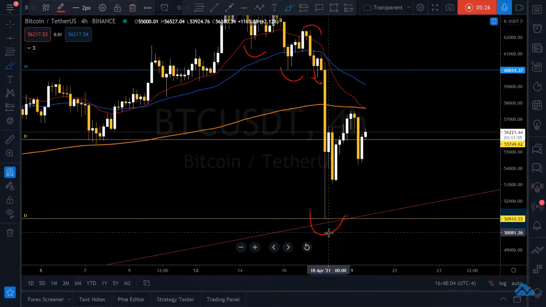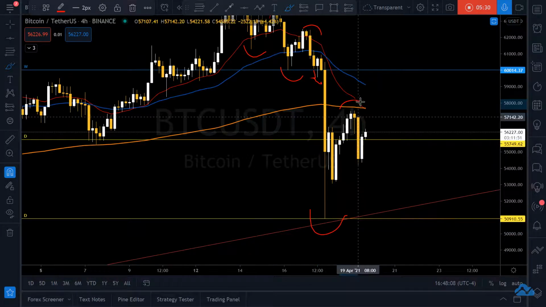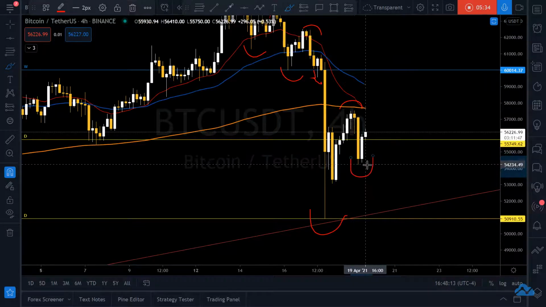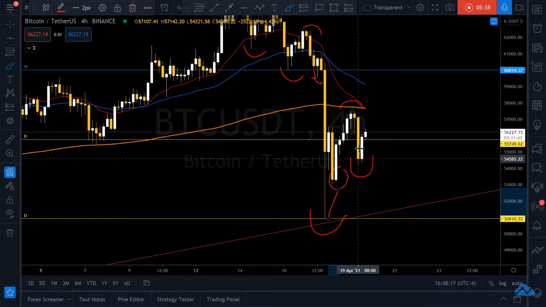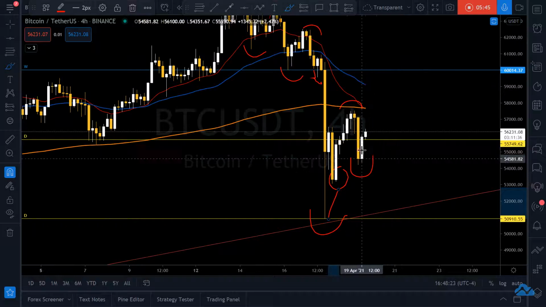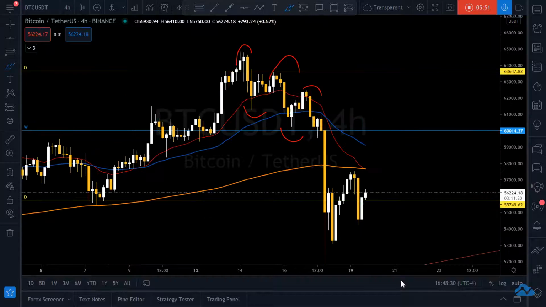Now what happens from here? We get a lower high, and then we get a higher low relative to what? This one, which is relative to what? So we got higher lows here, and we got a lower high. What do we expect from a lower high, higher low? We expect another lower high. Very logical.